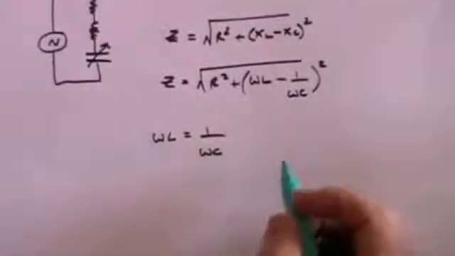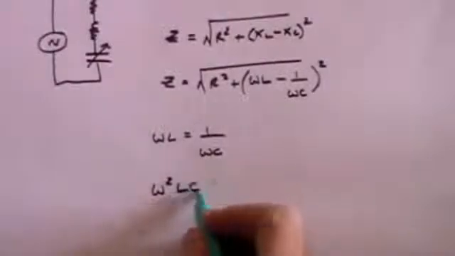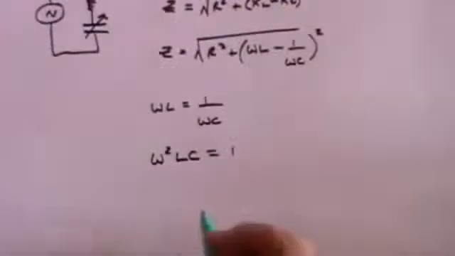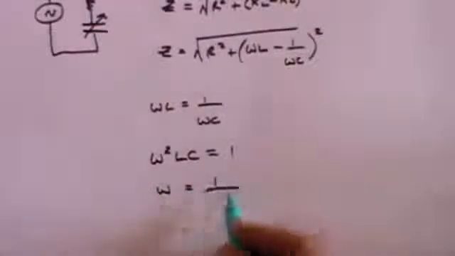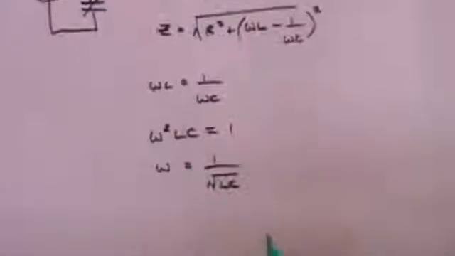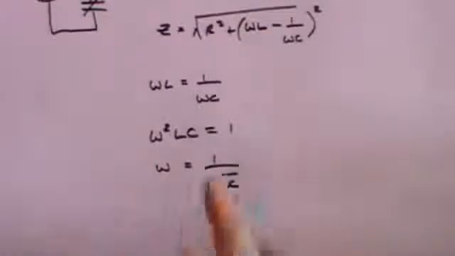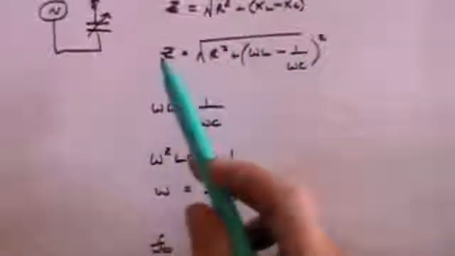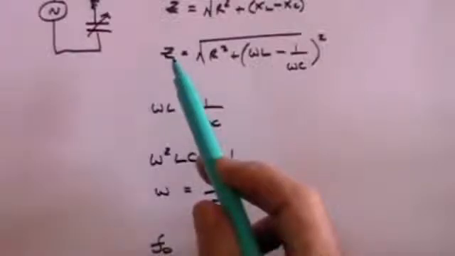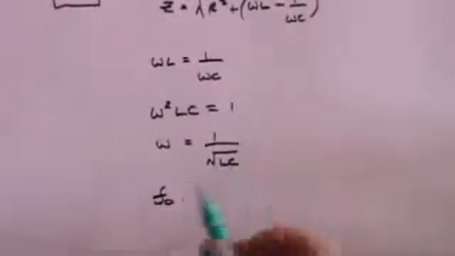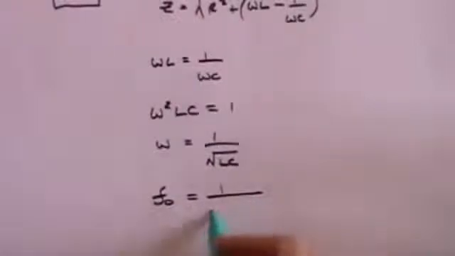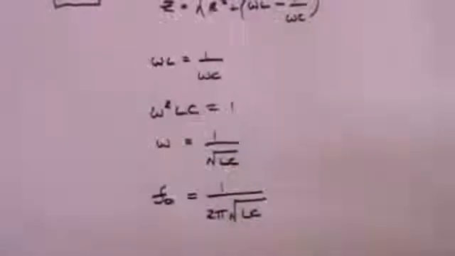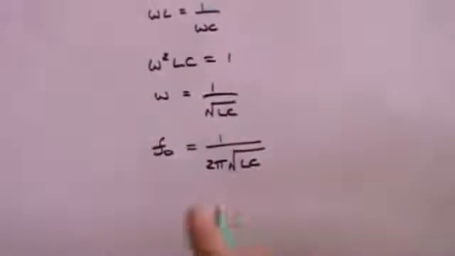Well, multiply this out and you get that omega squared LC equals 1, which means that omega is equal to 1 over the square root of LC. Since omega is 2 pi f, the resonant frequency, the frequency at which this term equals 0 and therefore the impedance is minimized and the current is maximized, is going to be 1 over 2 pi times the square root of LC.